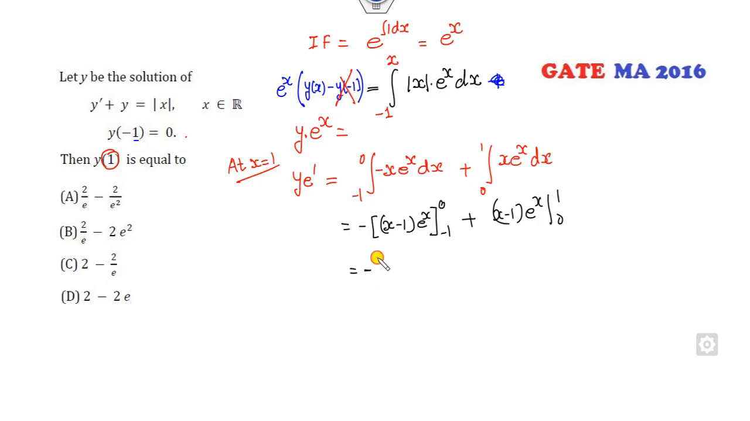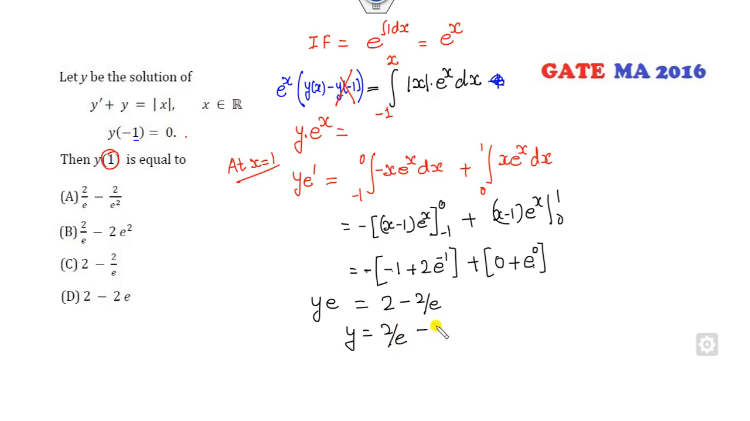So it will be minus. When it is 0, it's minus 1. When it is minus 1, it is minus 2 e raised to the power minus 1. Plus 1 will be 0, minus plus e raised to the power 0, and e raised to the power 0 is 1. If I open this, it will be 2 minus 2 over e. So what is the value of y? 2 over e minus 2 over e square at the point x equal to 1. So A is my correct answer of the problem.